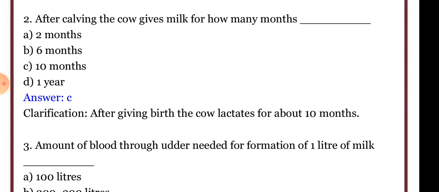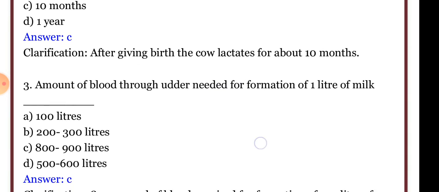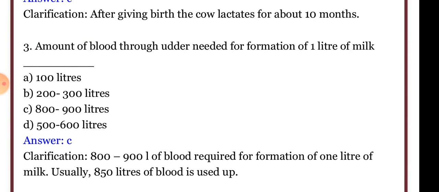The amount of blood through the udder needed for the formation of 1 liter of milk is approximately 800 to 900 liters, or 800 to 1000 liters. So the answer will be C. 800 to 900 liters of blood are required for the formation of 1 liter of milk. Usually 850 liters of blood is used up.